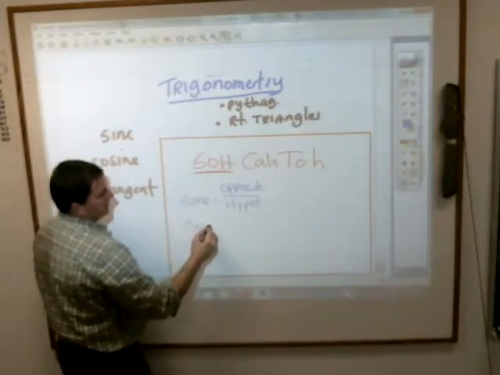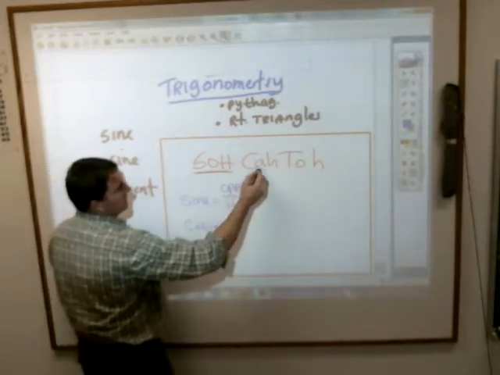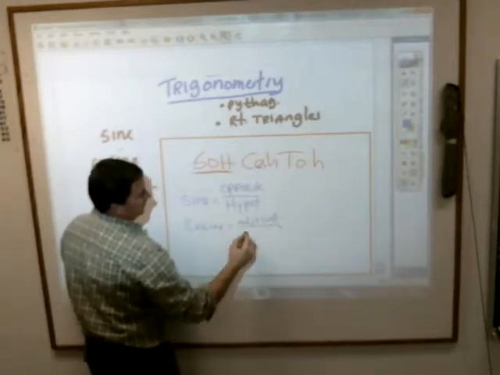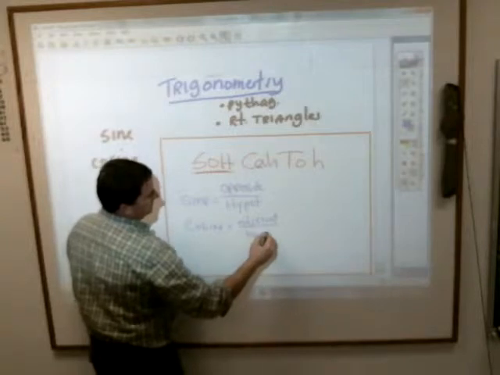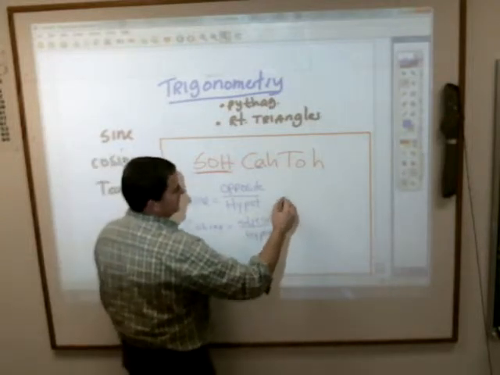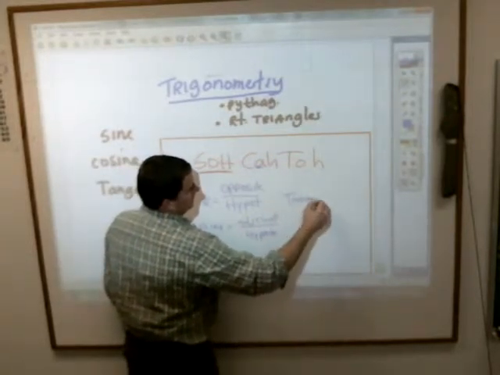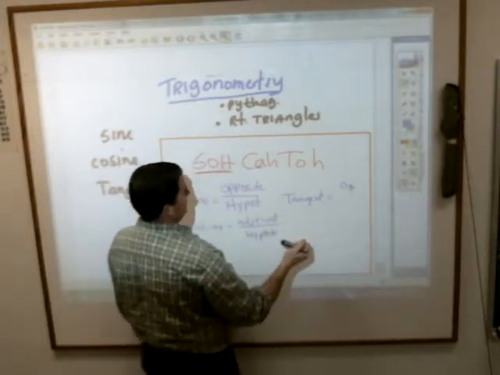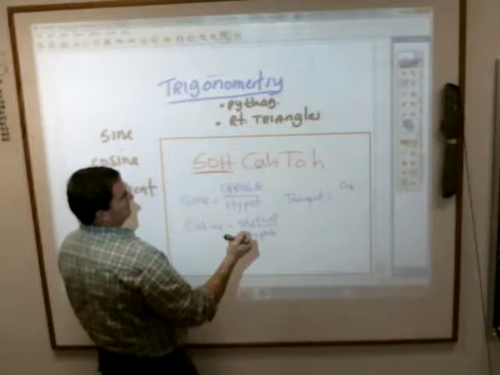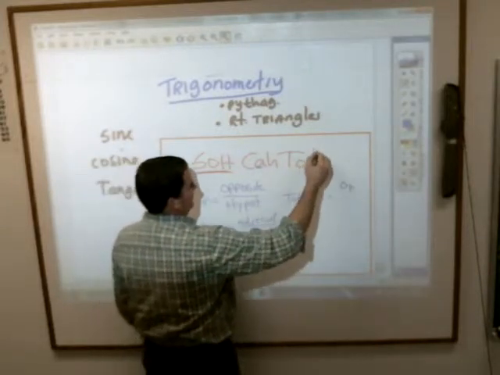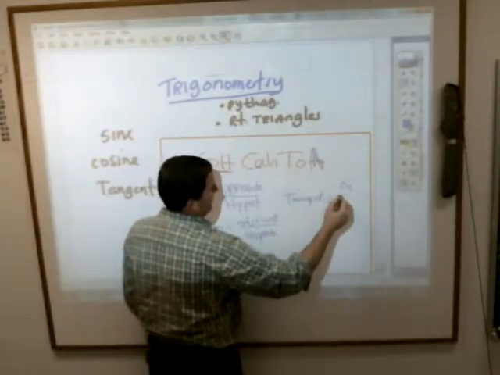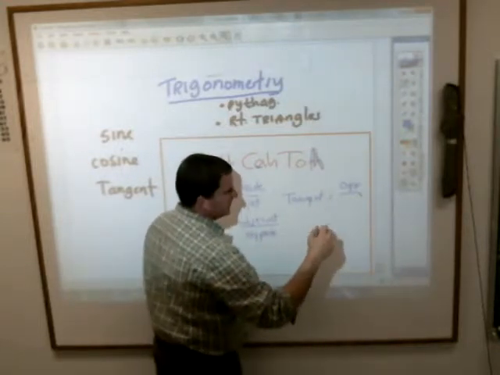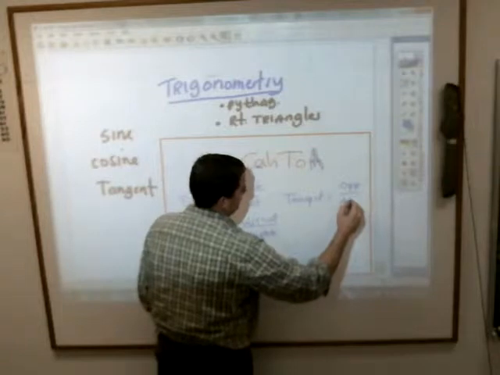Cosine equals the adjacent side over the hypotenuse. And tangent equals the opposite side over, wait, T-O-A, sorry. That would be opposite over adjacent. SOHCAHTOA, that's how you're supposed to say it. That's what she said. SOHCAHTOA.